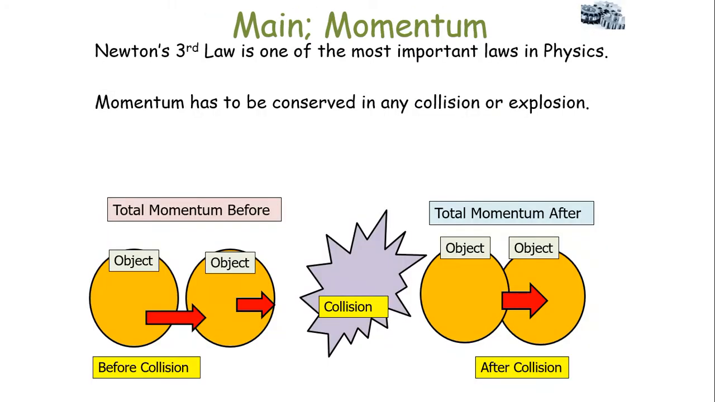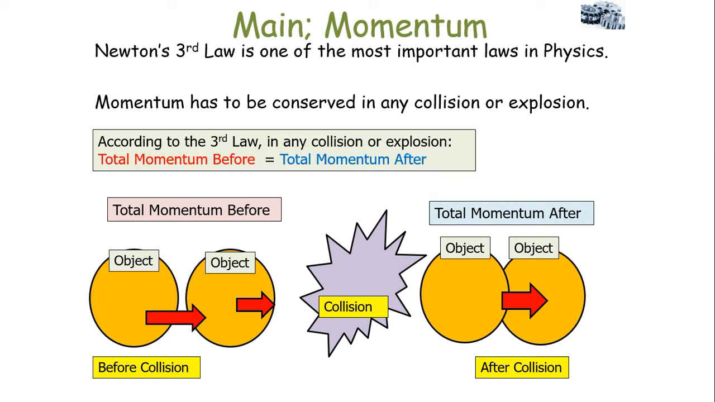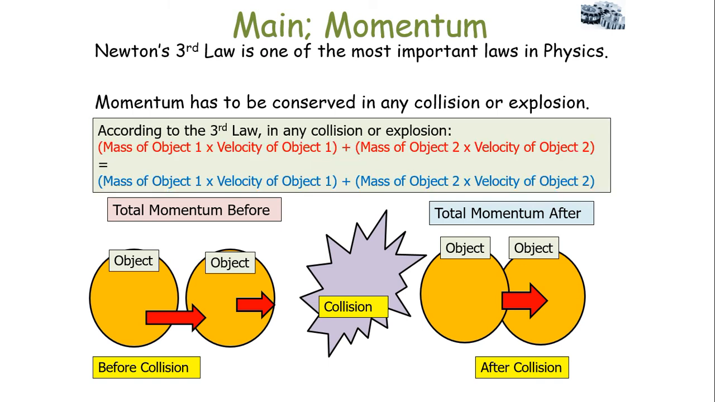Now, as we said before, Newton's third law of motion, which is the idea that the total momentum before an event equals the total momentum after an event, is one of the most important laws of physics, and we'll spend an entire lesson looking at that particular principle. Now, this basically states that momentum has to be conserved, has to stay the same for a total system in any collision or explosion. So the total momentum before equals the total momentum after. So the mass times the velocity of the objects before equals the mass times the velocity of the objects afterwards.